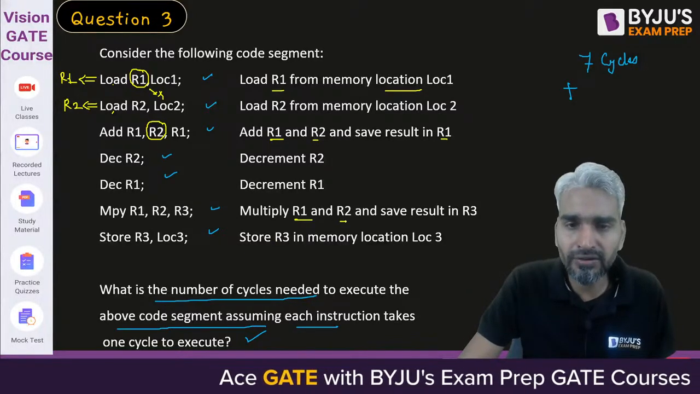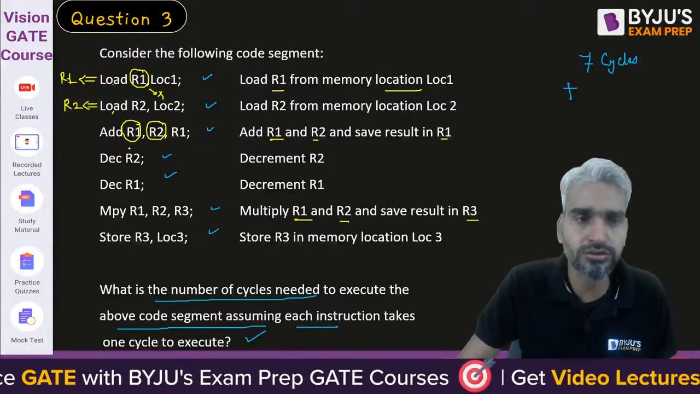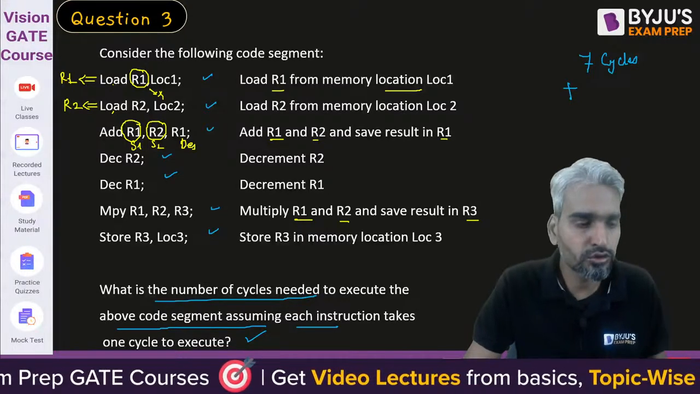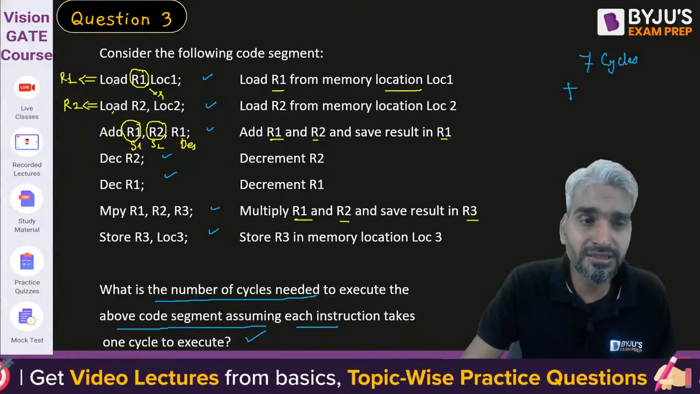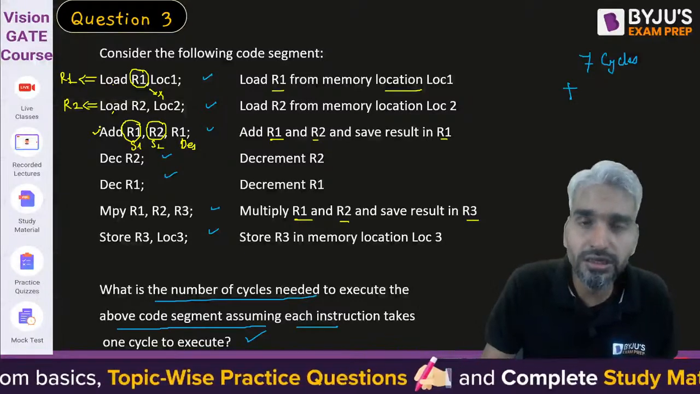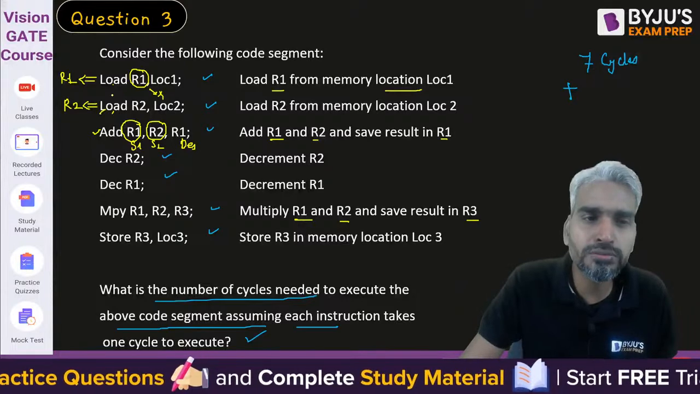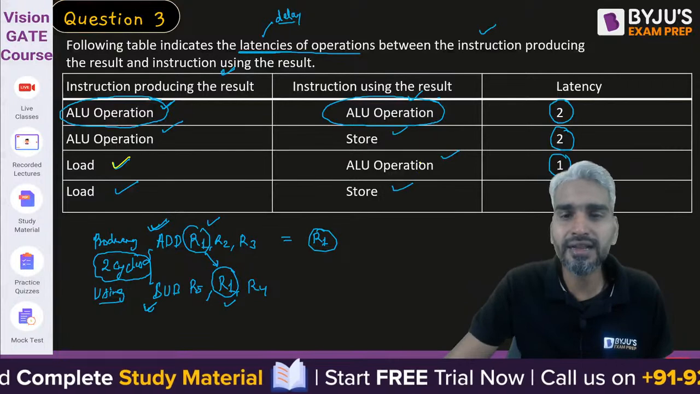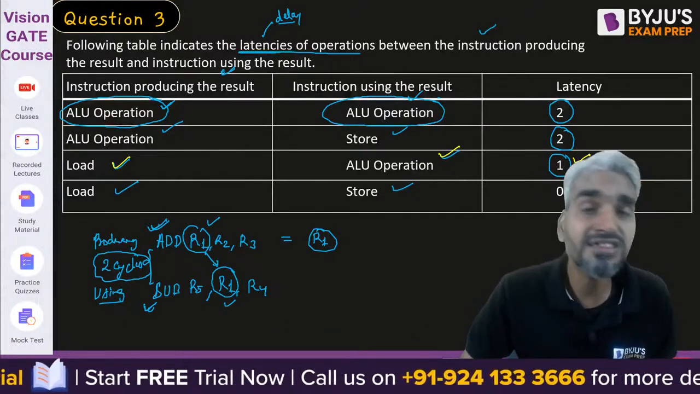Now multiply R1 and R2 and save the result in R3. Please try to understand: this is your source 1, this is your source 2, this is your destination. Source 1, source 2, destination. Clear? Now this particular addition instruction is an ALU instruction. It is using the result produced by 2 load instructions. If the load instruction is producing the result and an ALU operation is using that result, then a delay of 1 cycle is required.